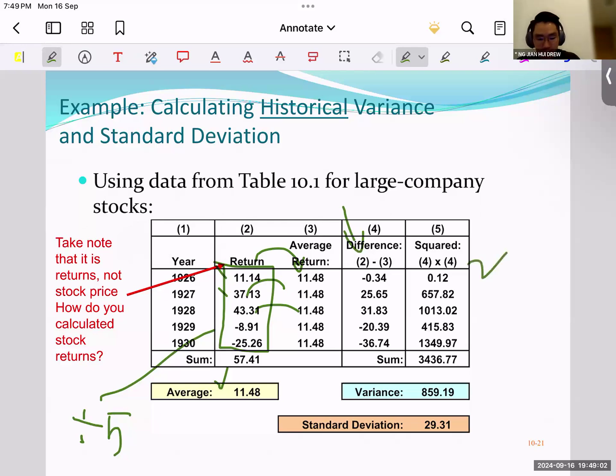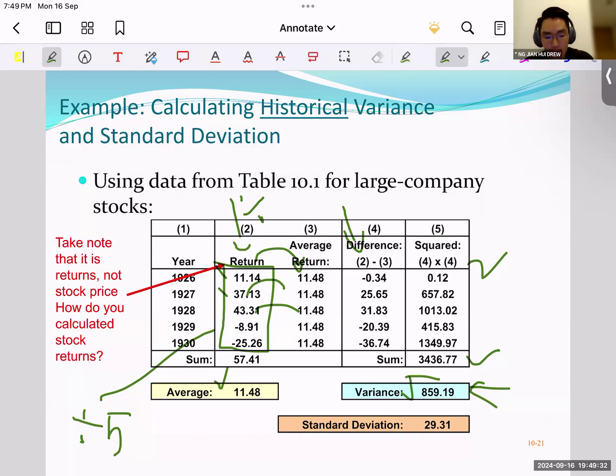After that, based on the variance formula, you square everything, and then you sum it up. This gives you the variance, but remember, you can't stop at the variance because of the units issue: it's a percentage squared, because returns are all in percentages. So you need to calculate the standard deviation, which is just the square root of your variance.